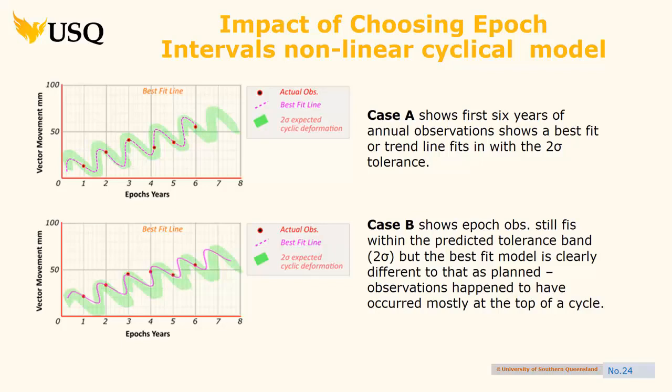So here, with this first one, if you look at the top one, you can see that the data actually fits a cyclical pattern, and within that cyclical pattern there's also a trend line.